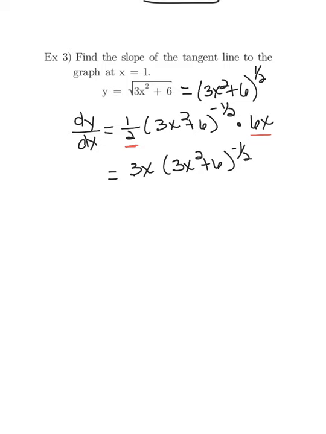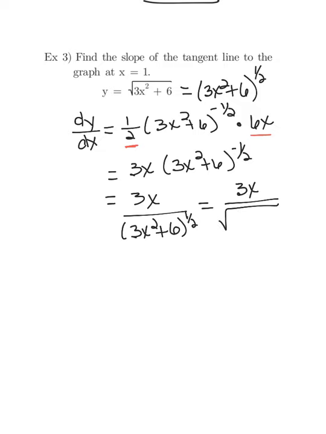We are going to need to use this because we need to plug in numbers. So let's make it back into a positive power. Right now it's considered to be in the numerator. To make it positive, we're going to put it into the denominator and make it the quantity of 3x squared plus 6 to the positive 1/2. But remember what a 1/2 power is. It's a square root. So we can finally write this as 3x over the square root of 3x squared plus 6.